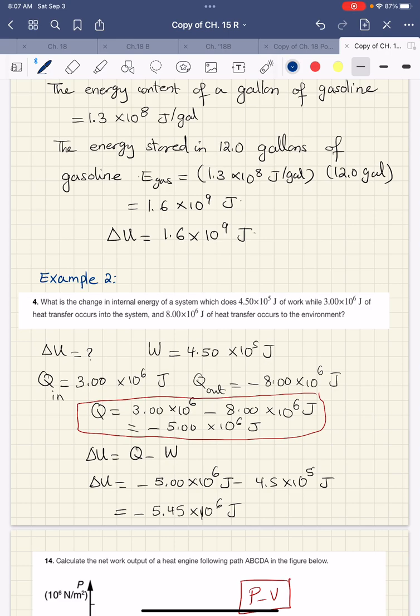I need to find what is the net Q, and therefore I add both. Okay, remember when it is out, it is always going to be negative, and when it is in, it is going to be positive. And therefore the net is going to be negative 5 times 10 to the 6 joules. Delta U is Q minus W, so delta U will be negative 5 times 10 to the 6 minus 4.5 times 10 to the 5, which gives me a total of negative 5.45 times 10 to the 6 joules, which is a net decrease in the internal energy of the system.